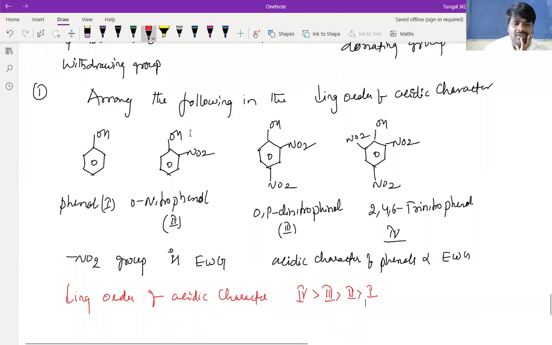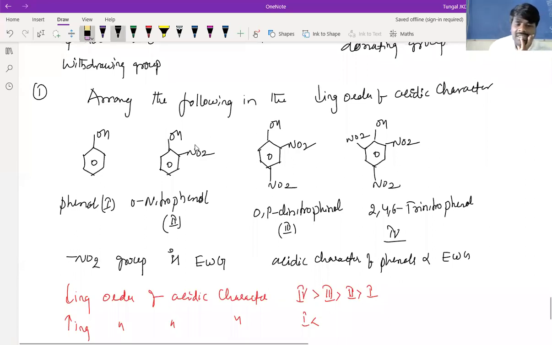Or I can make several questions out of this. If I ask the increasing order of acidic character of the above compounds, the increasing order will be first, second.